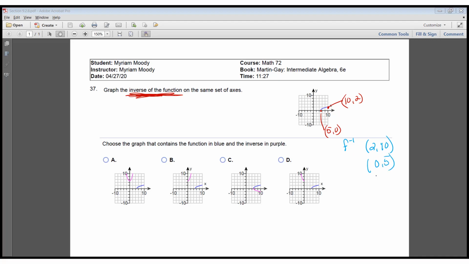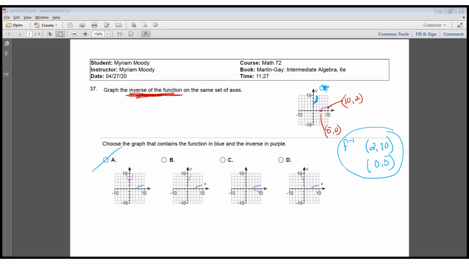So if we graphed these, 0, 4.5 would be here, wouldn't it? And 2, 10 would be here, wouldn't it? My graph would actually look like this. Remember, the x's and the y's are going to switch on the inverse. So it's important to know what points you have so you can switch them around to find the inverse. And when I did that and plotted, is it letter A? Nope, because it doesn't look like this graph.